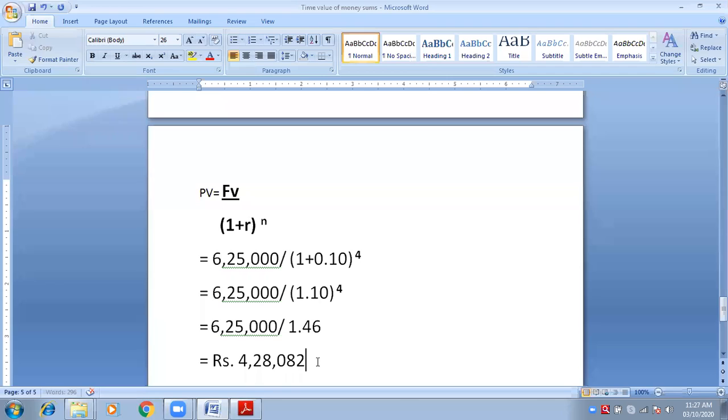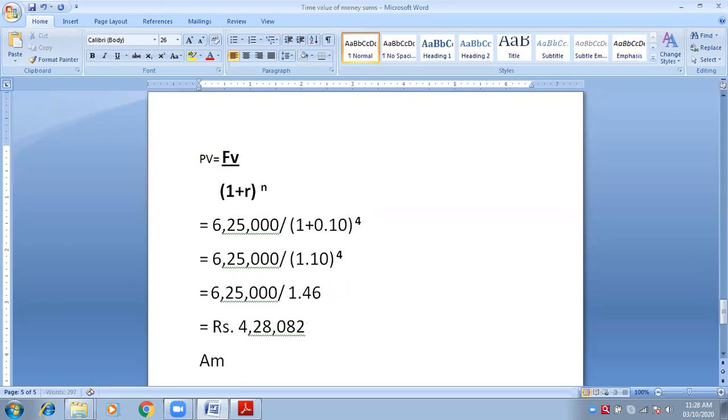Wait, I'll tell you the meaning of it. The meaning is presently you have 4,28,082 rupees, which is invested somewhere in the bank or maybe somewhere else. And after 4 years, you are getting 6,25,000. So what is the amount of interest that has been earned? 1,96,918. Okay. So this is the way you have to solve.